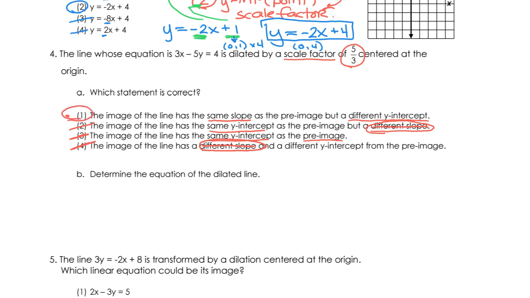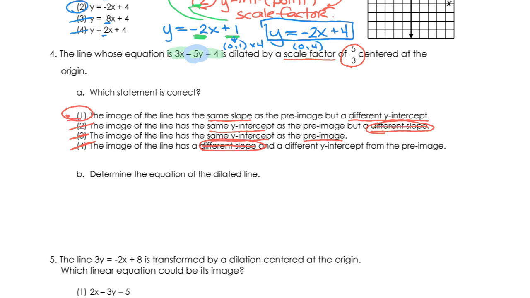Now it's asking us to determine the equation of our dilated line. So again, we have some bad news in this one. Our line, we can't tell the slope and the y-intercept because it's not in y equals form. And this one's a little bit trickier to get into y equals form than the last one. But what we always do is we locate our y, which is attached with a negative 5.